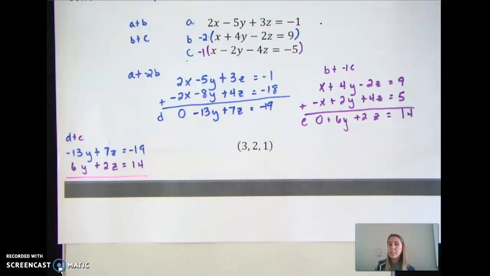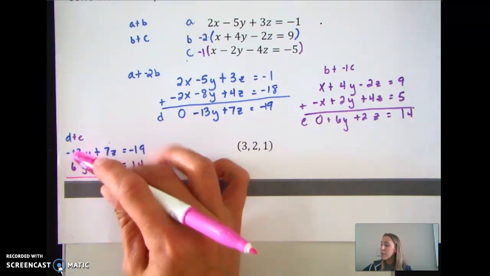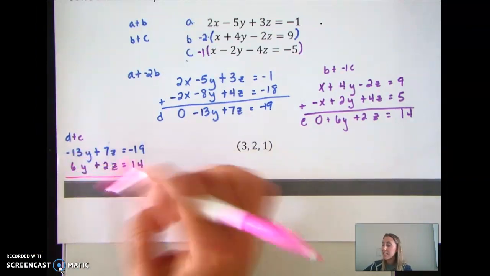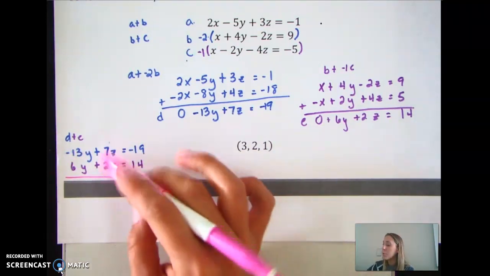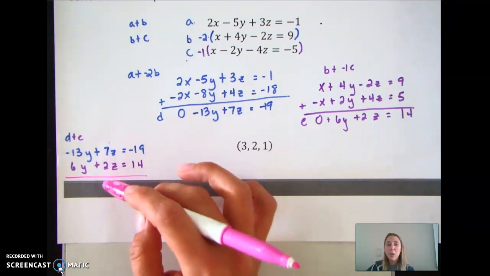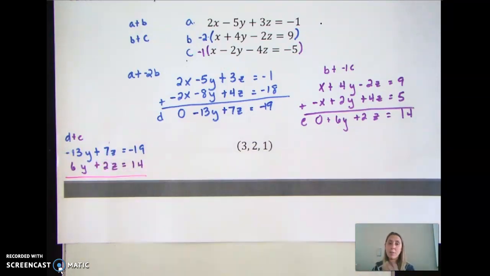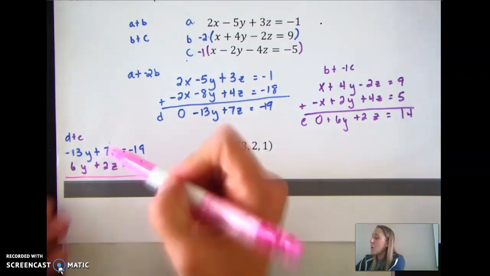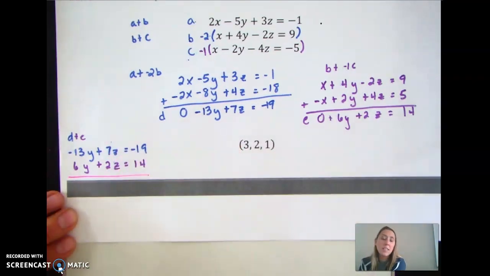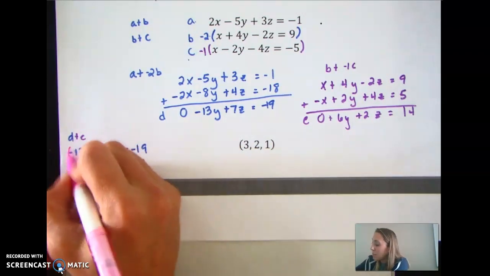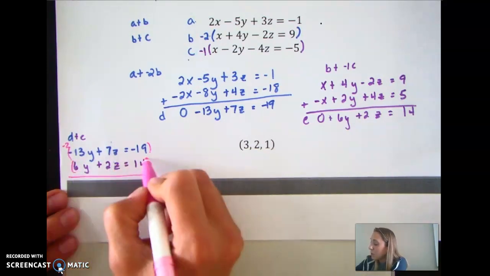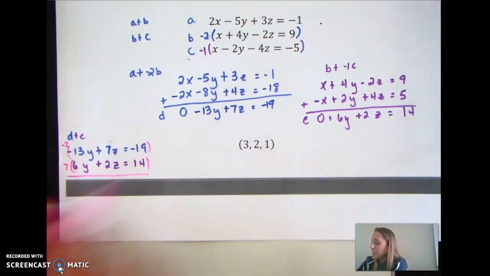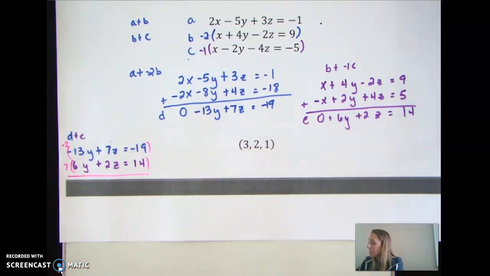Now I'm looking at these variables, and 13 and 6 aren't very easy to work with, but 7 and 2 are fairly small. So I'm going to find a common multiple between 7 and 2 that would be easy to get rid of. The easiest thing is to multiply this top row by negative 2, and multiply this bottom row by 7, and I'm going to get a whole new thing.